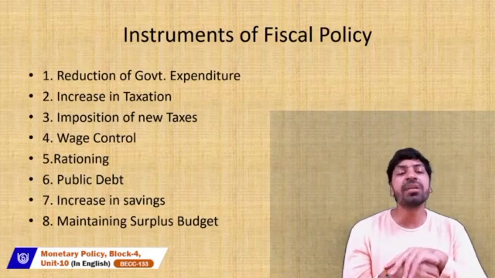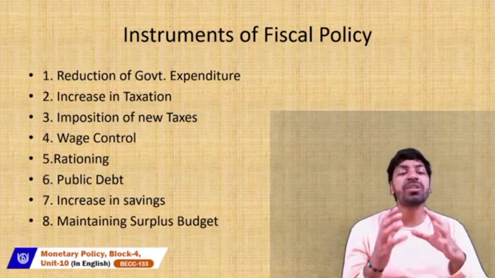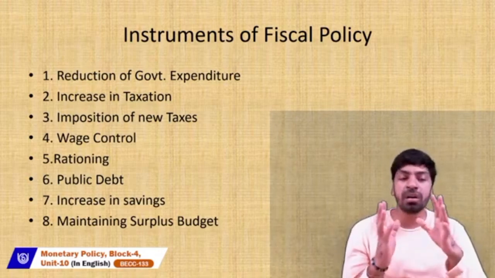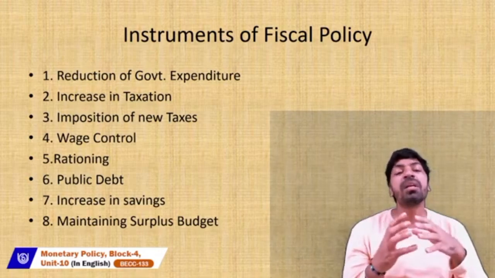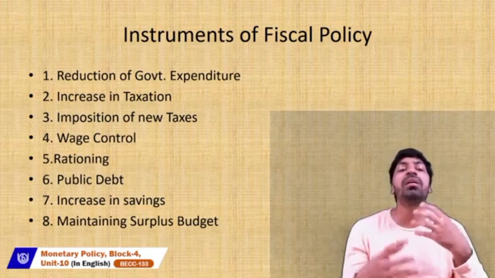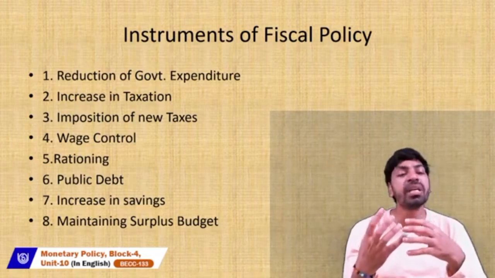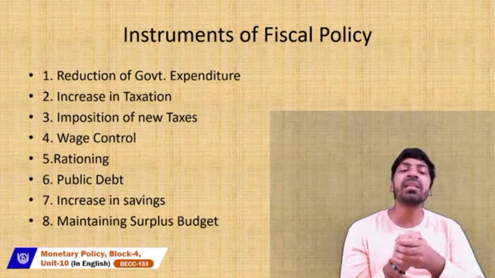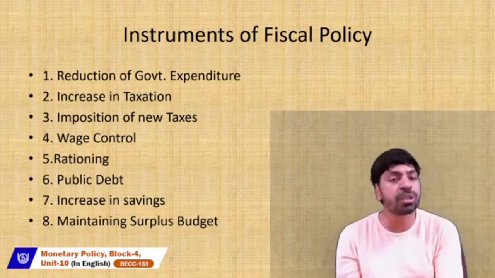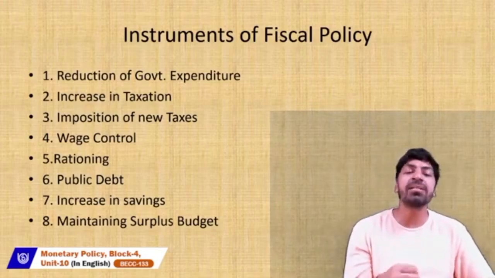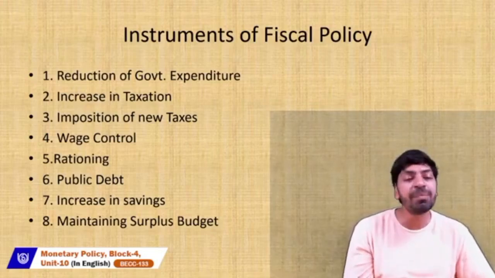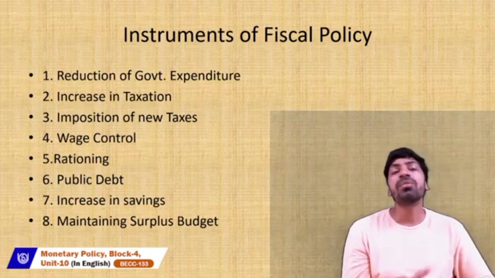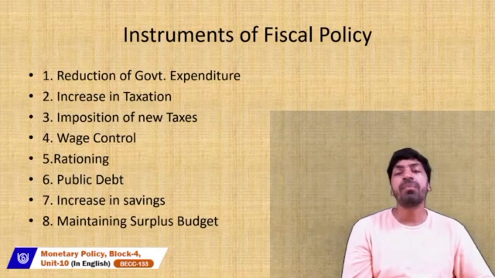Next one is rationing. What is rationing here? Rationing is just to control the prices of the market. Why? Because in case of inflation, the prices would increase frequently in the market. But rationing is a solution to control those prices, to make the prices stable in the economy. That's why it is also one of the instruments of fiscal policy.